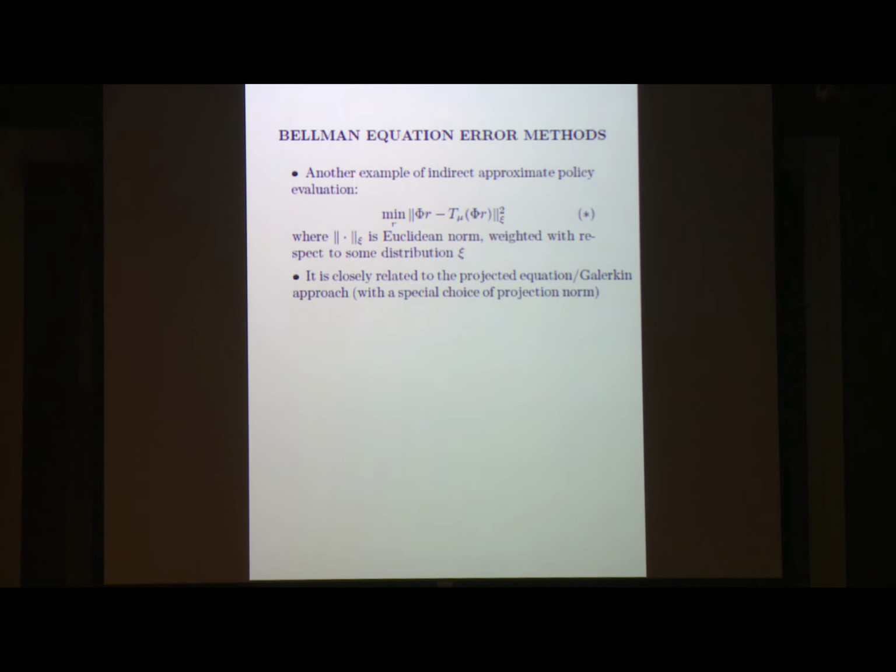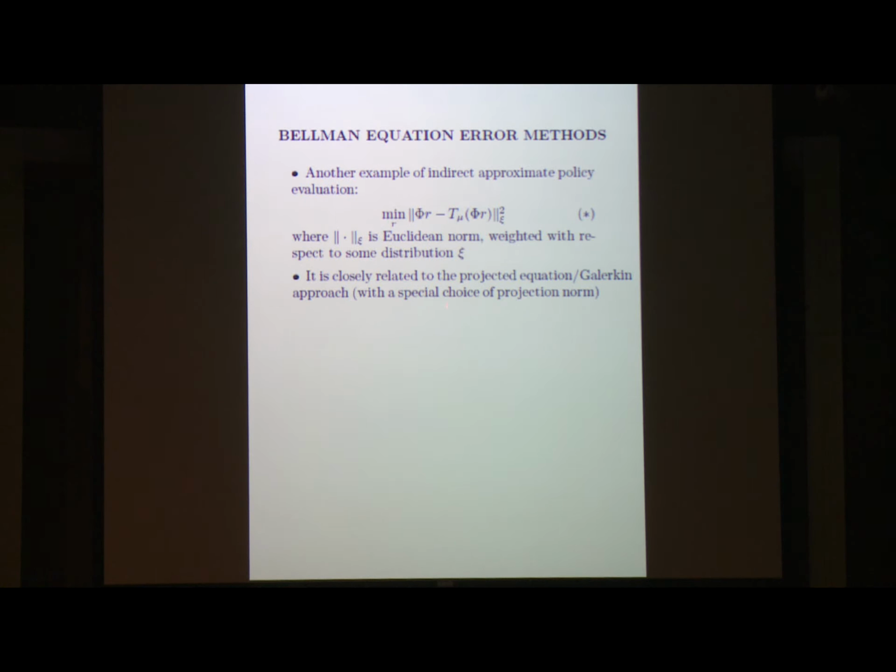Okay, now let's go back to the Bellman equation error method, where you minimize the square of the error in satisfying Bellman's equation. So within the approximation architecture, you want to find one element that makes this error in satisfying the Bellman equation minimum. This is a quadratic objective weighted by a distribution psi, which weighs differently the different states.